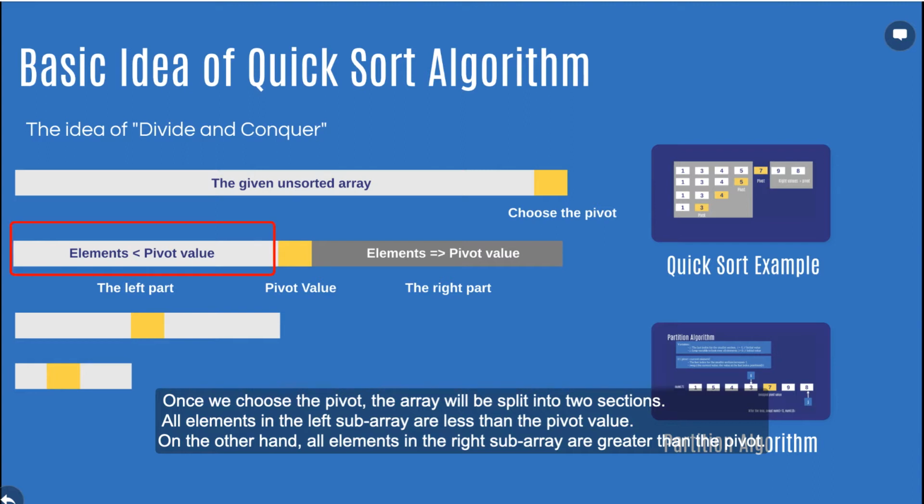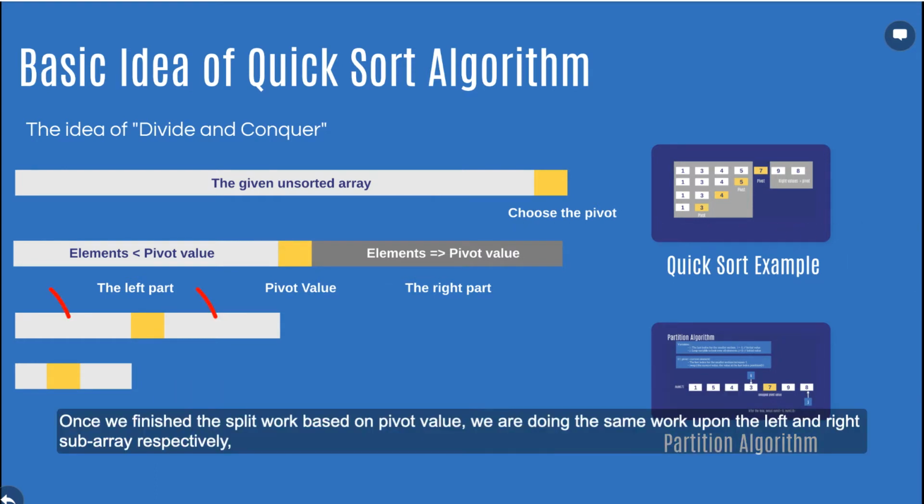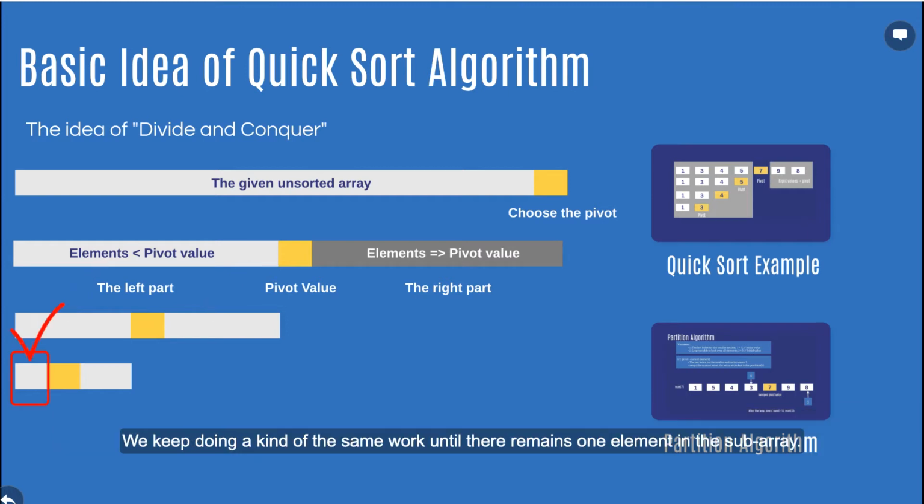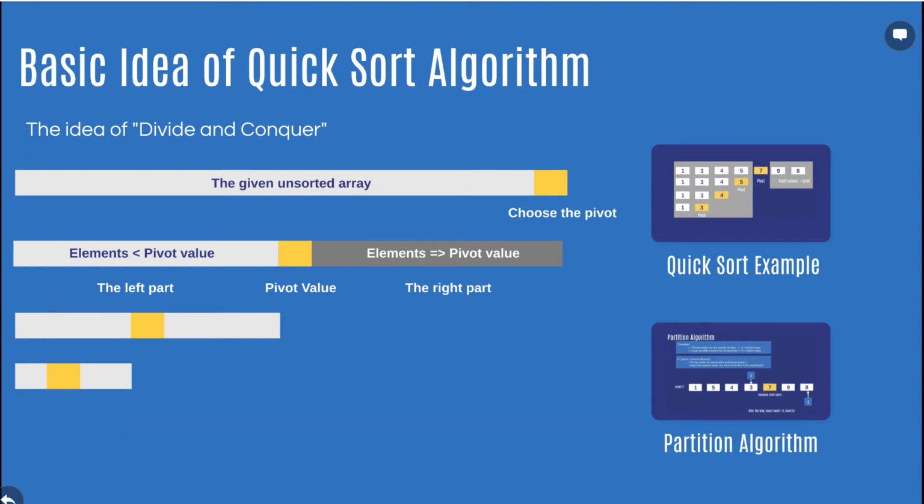All elements in the left subarray are less than the pivot value. On the other hand, all elements in the right subarray are greater than the pivot. Once we finish the split work based on the pivot value, we do the same work upon the left and right subarray respectively. We keep doing the same work until there remains one element in the subarray.